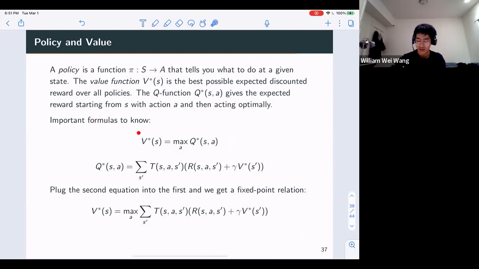This first one says, okay, the value that I get is just the reward I get from taking my best action, but that's just Q star of the best action. Right. This second one comes from the Markov property of the MDP. And if you plug this into this first one, you get this thing, right? Which is a fixed point equation. So it says that the optimal value function needs to satisfy this. I might not know what V star is, but I know that V star should satisfy this equation.